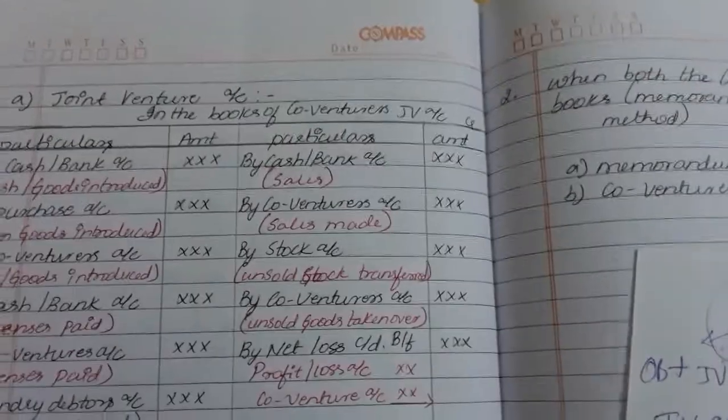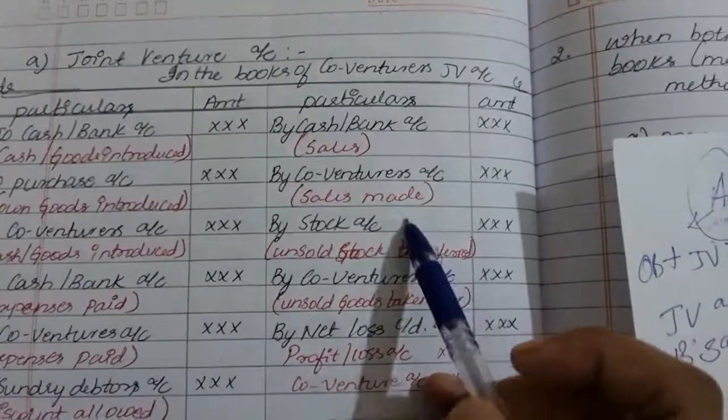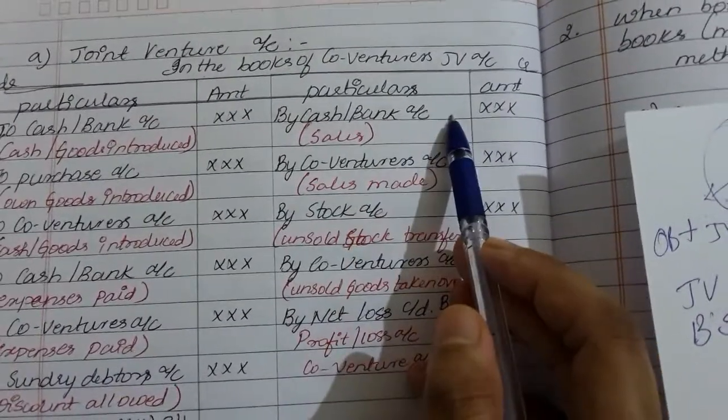So next, coming on to the credit side of the joint venture account, it is similar. So all the sales made.